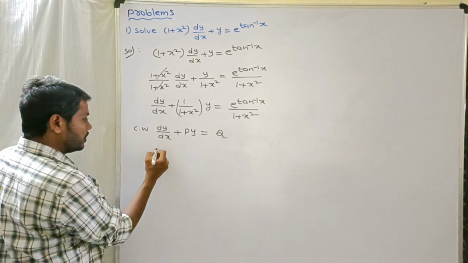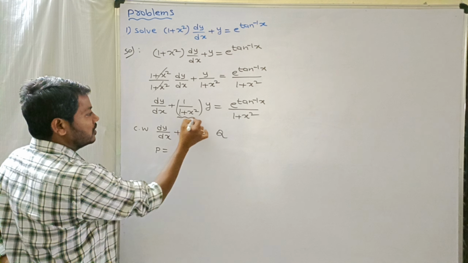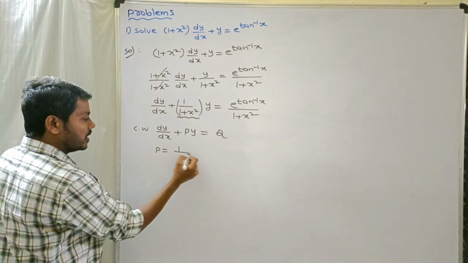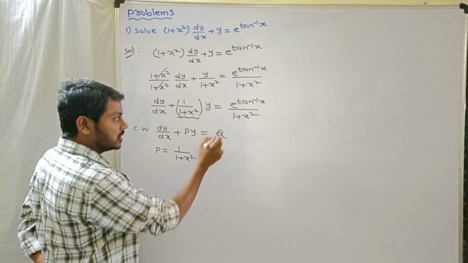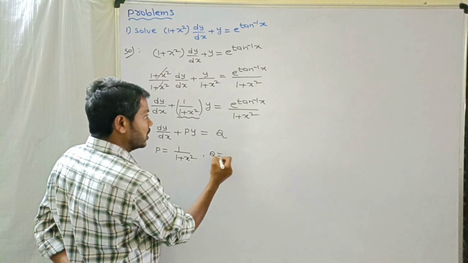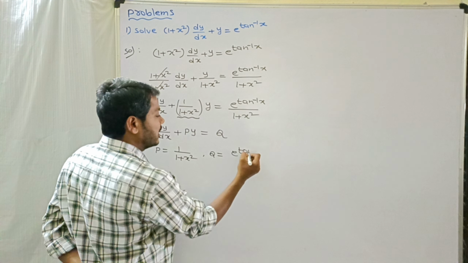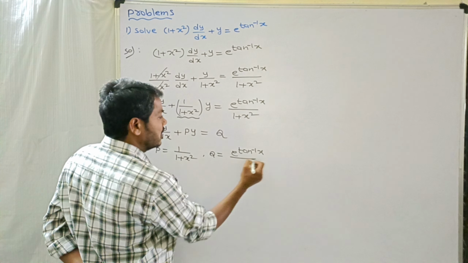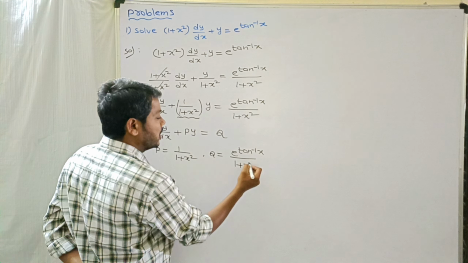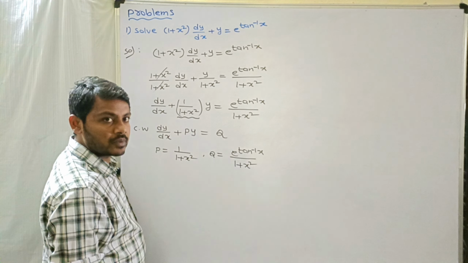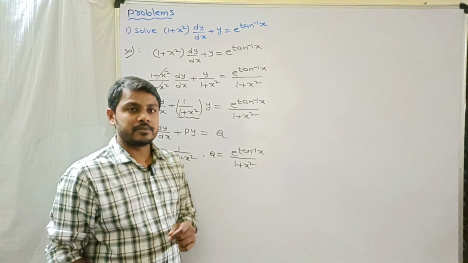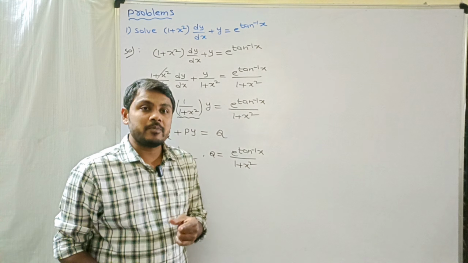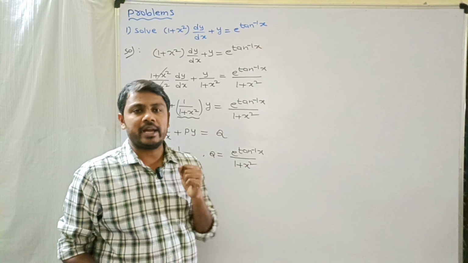What is the P value here? P is equal to 1/(1 + x²). And what is Q? The right hand side value. That is Q equals e^(tan⁻¹x)/(1 + x²). Okay, so these are the P and Q values. So what is the second step? To find the integrating factor.